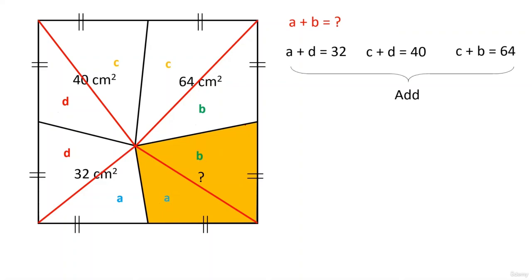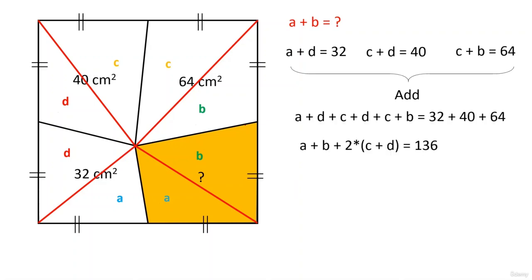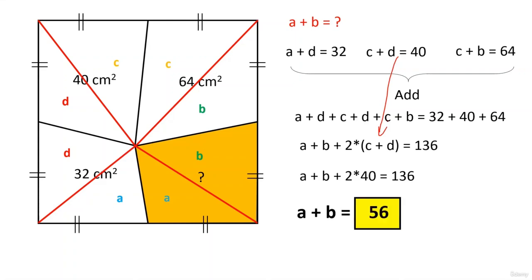So you add these three equations, and when you do that, you will get A plus B plus twice of C plus D is 136. You substitute C plus D in this equation as 40. You get the value of A plus B as 56. That is the required value for the shaded area. Very, very easy, very, very interesting, right?